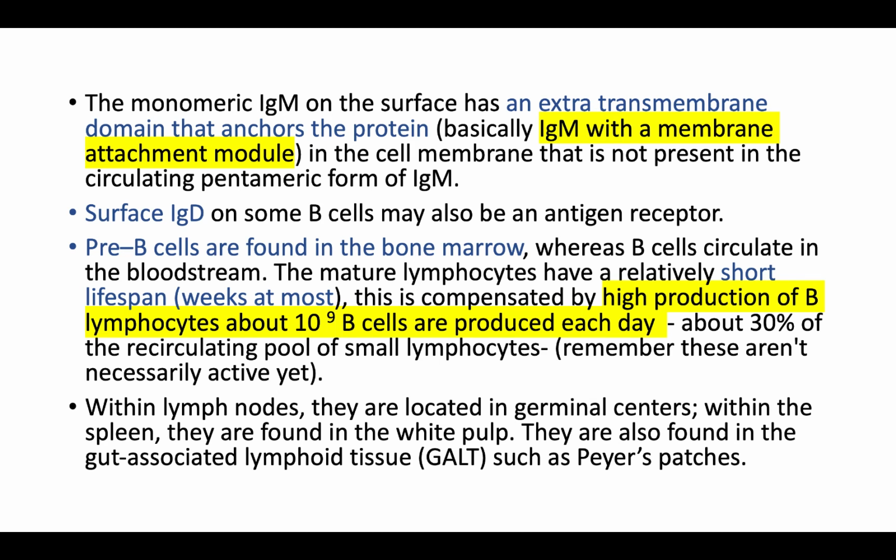Pre-B cells are found in the bone marrow, we know this. The mature lymphocytes have a relatively short lifespan, and this is compensated by high production of lymphocytes each day. Within lymph nodes, they are located in the germinal centers, and within the spleen, they are found in the white pulp. The white pulp, red pulp, you know, right? White pulp is where all the lymphocytes will be present. In the gut, it's in the gut-associated lymphoid tissue, GALTs, for example Peyer's patches.